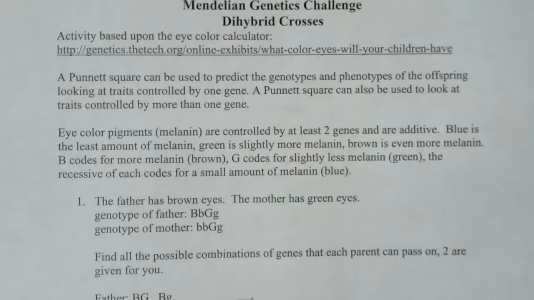Capital B codes for the most melanin, so brown. Capital G codes for slightly less melanin, so green, and the recessive of each, lowercase g and lowercase b, both code for a very small amount of melanin, for blue. Obviously, if you get a capital B and a capital G, more melanin is going to show over slightly less melanin, so that's the additive aspect here. So let's look at some examples.